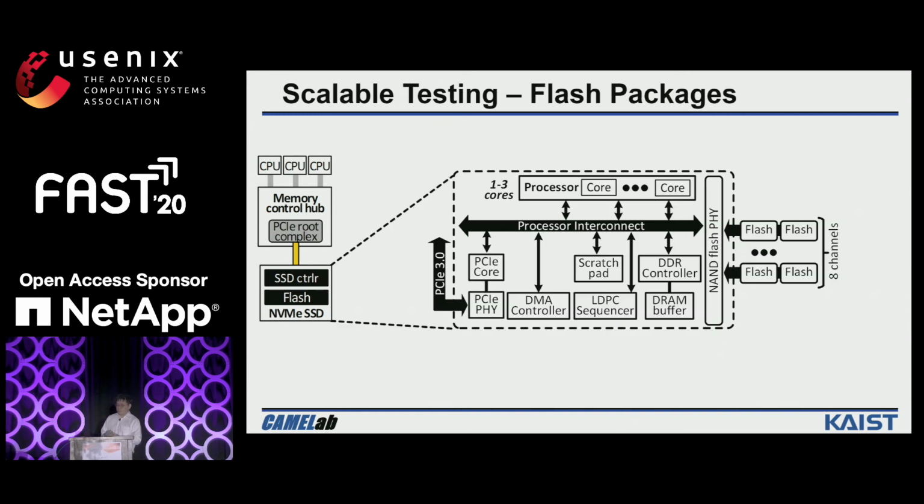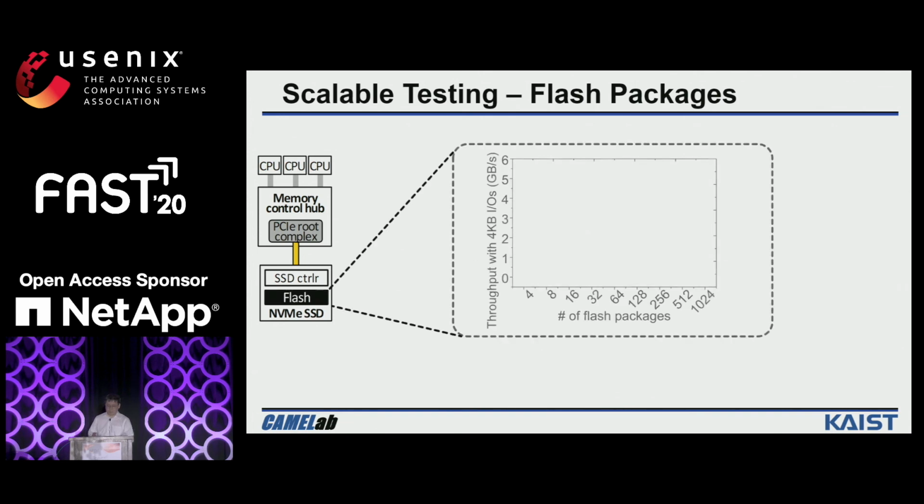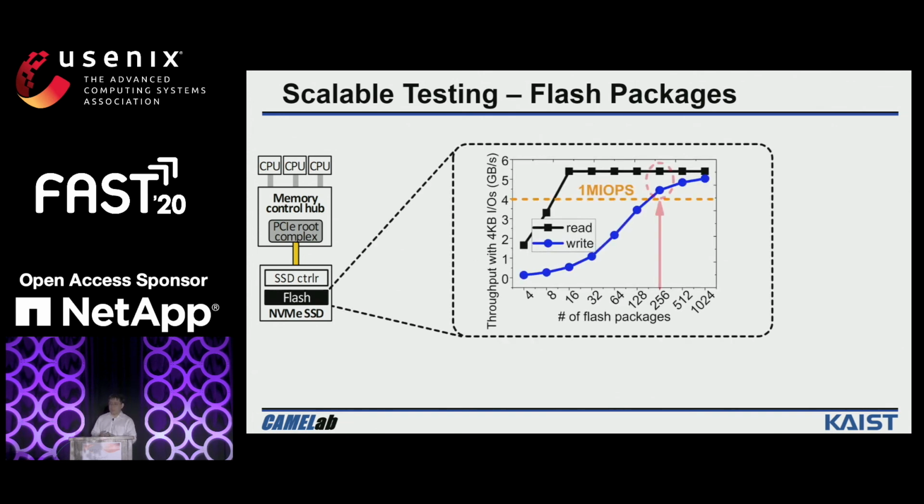To increase the performance of NVMe SSD, we can integrate more flash packages so that we can serve the I/O requests in parallel. We examine the performance of flash arrays by varying the number of flash packages. As you can see from the figure, both read and write bandwidth can go beyond 1 million IOPS if we increase the flash packages to more than 256.